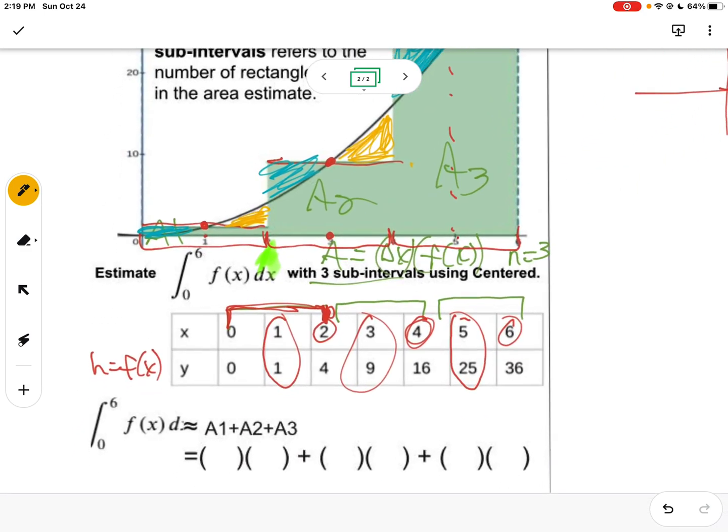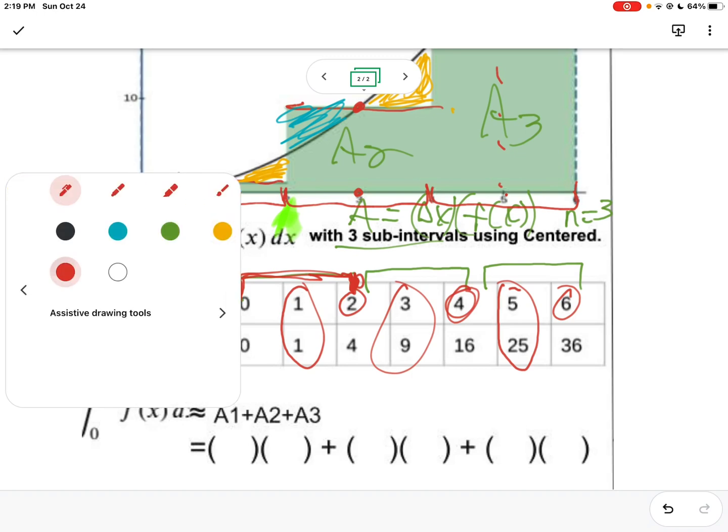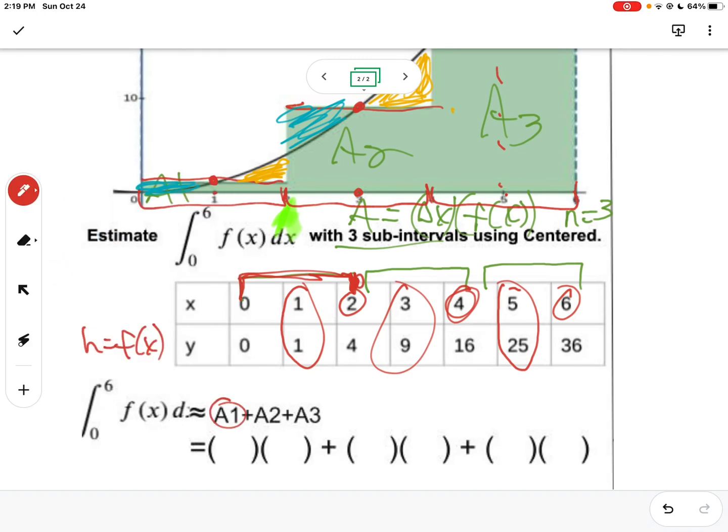Okay, let's do some calculations then. By the way, all of the rectangles are 2 wide. So A1, the first rectangle, has a base of 2. A2, the second rectangle, has a base or a width of 2. The third rectangle has a base of 2. Then how high is each one? Well, the first one is just 1 tall. The second rectangle, which goes from 2 to 4, has a height of 9 because its y value is 9 at x equals 3.